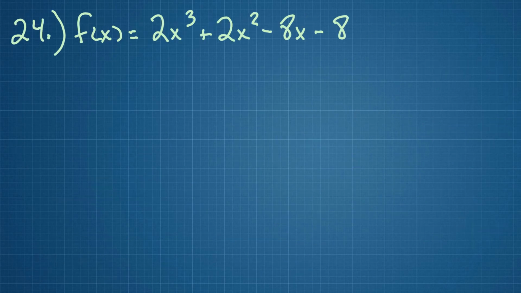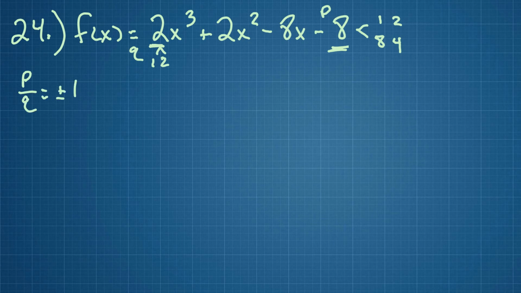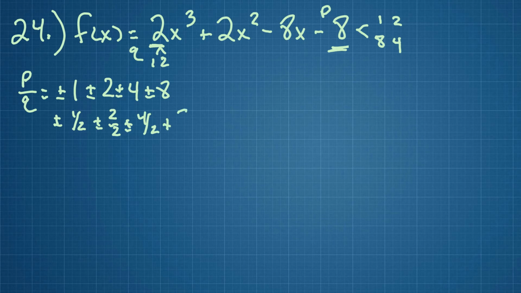24, we have f of x equals 2x cubed plus 2x squared minus 8x minus 8. So I'm going to go through everything again. I'm going to find my p. I'm going to find my q. How do I get p? 1 and 8, 2 and 4. How do I get q? 1 and 2. So my p over my q's are plus or minus 1, plus or minus 2, plus or minus 4, plus or minus 8. And then I put them all over 2. So I have plus or minus 1/2, plus or minus 2/2, plus or minus 4/2, plus or minus 8/2.